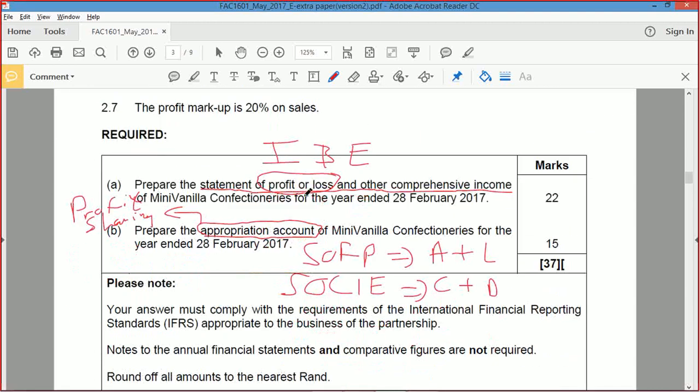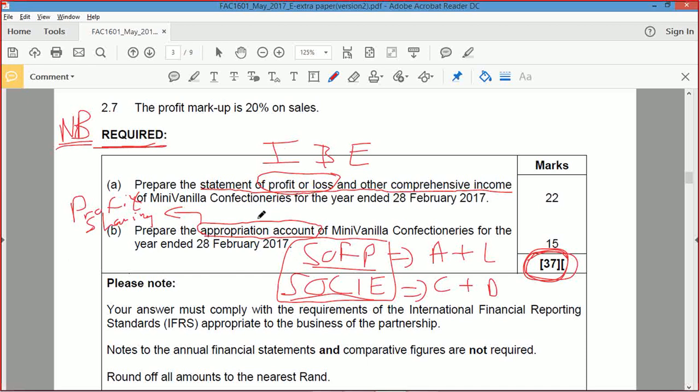Okay, what am I focusing on here? Let's go back to the required: the statement of profit and loss, so that's income and expenses, and the appropriation account, which is the profit sharing. That's what I'm looking at. I'm not going to worry about anything other than those two statements, because if you draw up the statement of financial position and the statement of changes in equity, you're not going to get more than 37 marks for this question. Then you're wasting your time and effort drawing up things that aren't required in terms of the question. That's why the required is so important.